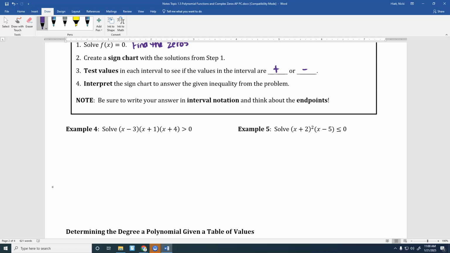So if I was going to do example 4, the first thing I need to know is where this function equals 0, because the question is asking me where this stuff is greater than 0, right? So that's asking me where the graph is positive, right? So I want to know where is it positive.